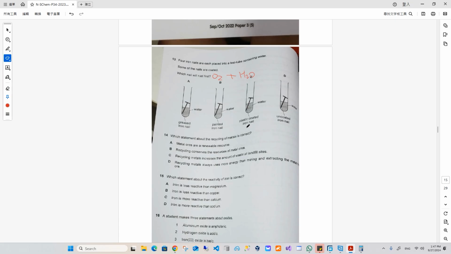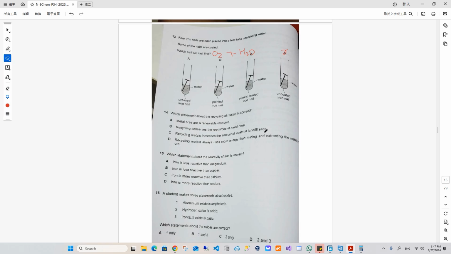So the iron nail, plastic coated, uncoated, air and water. The answer is D. Coated with plastic, so the metal cannot touch the water. Painted with paint, so it cannot touch the water and air. Grease, you lay on oil, so it repels the water and the air. So the answer is D.